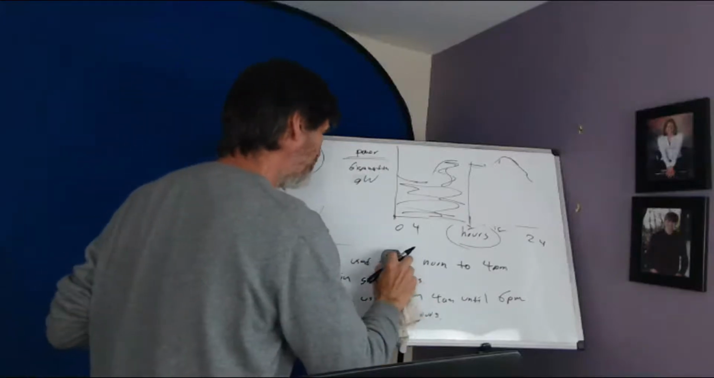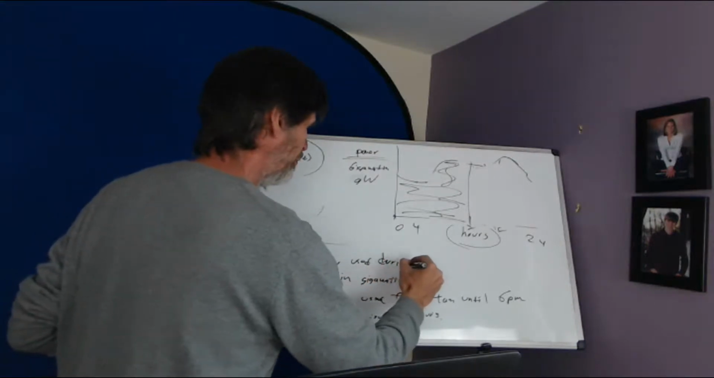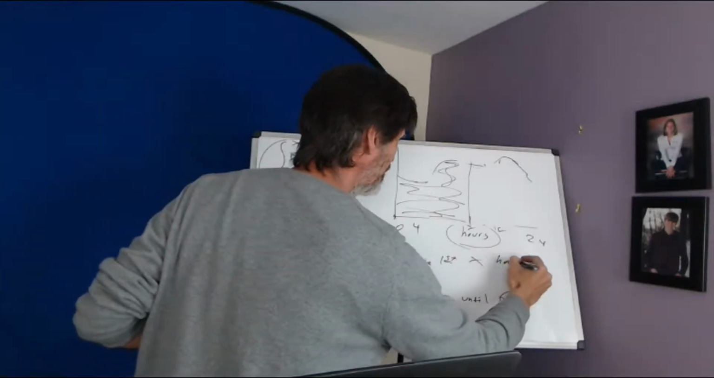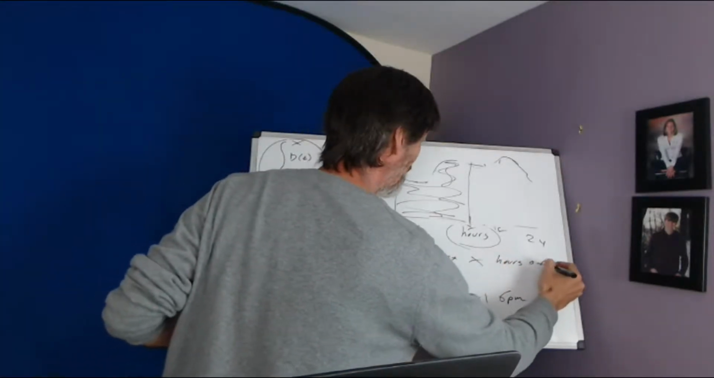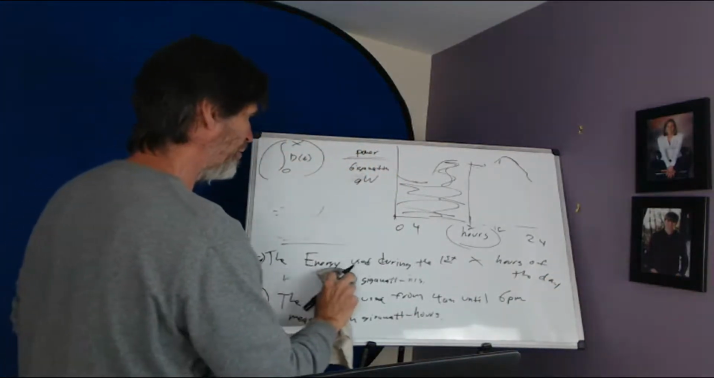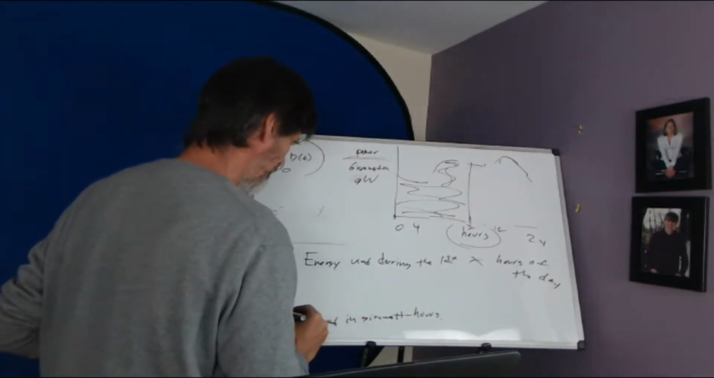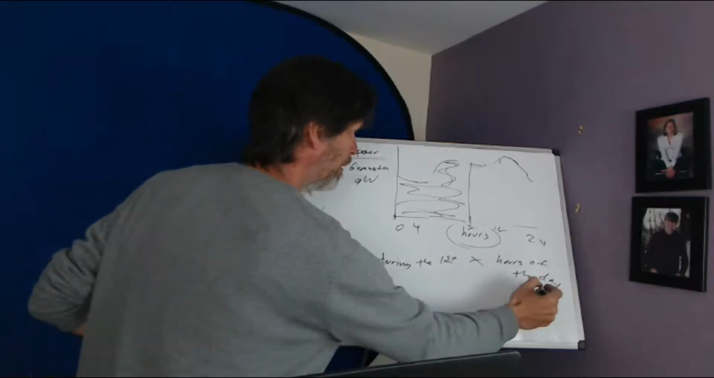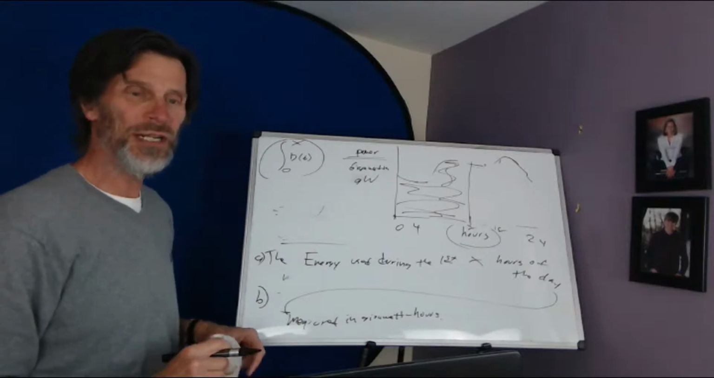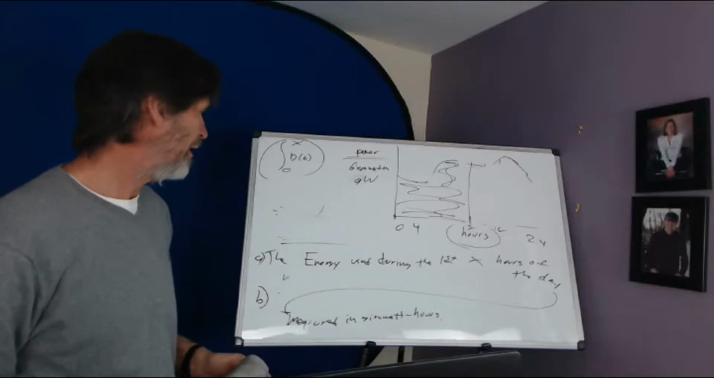So the energy used during the first X hours of the day. And again, they're going to be measured in gigawatt hours. We're not going to change the units. We're not going to change what it is. Area under the curve, in this case, is energy, always measured in gigawatt hours.